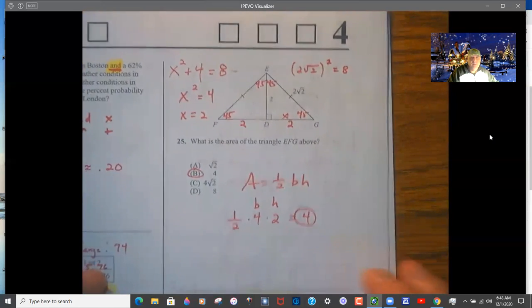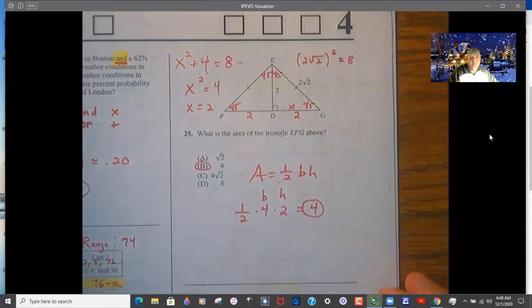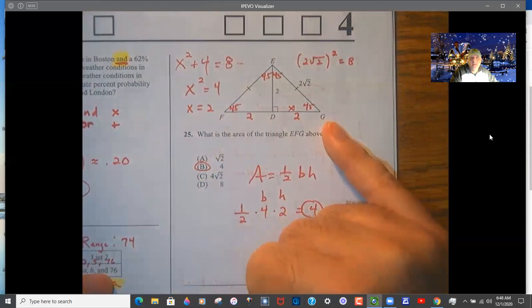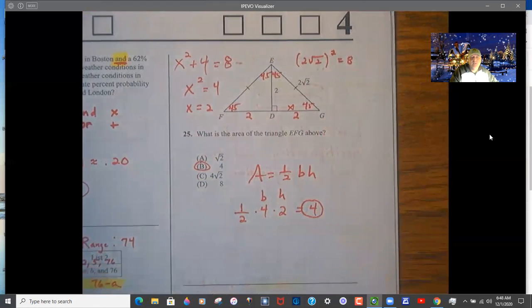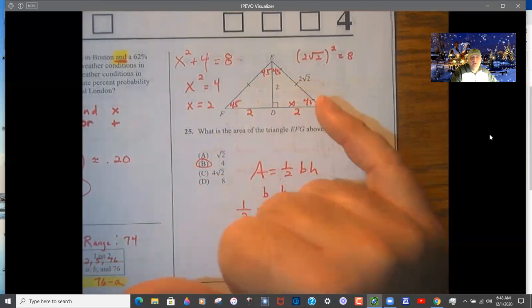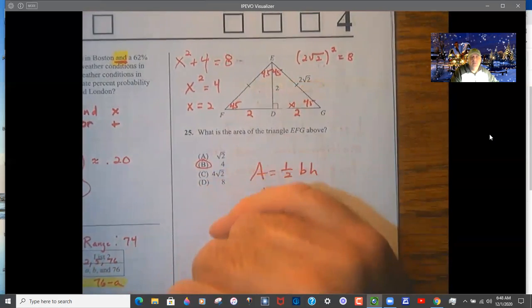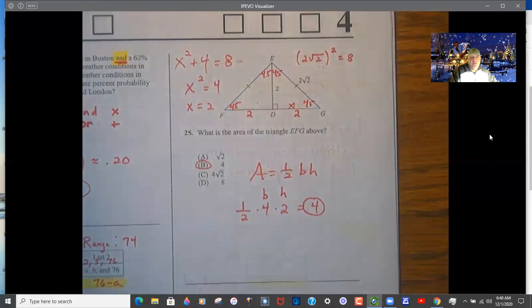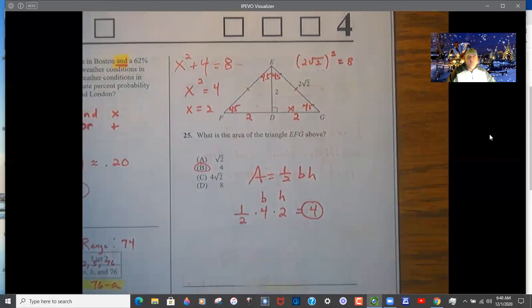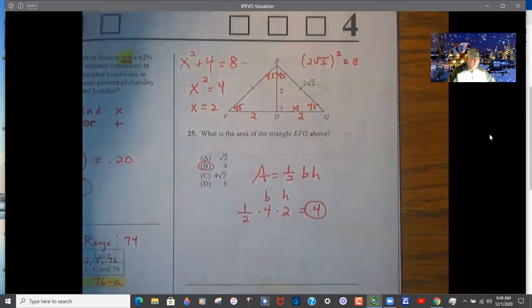Problem 25, here we go with the 45, 45, 90 right triangle. What's the area of EFG, the whole triangle? It's going to be 4 because you see 2 by 2 here. You can make a square of this too. Just flip this around and move this over. That's probably the easiest thinking, make a square. But it is a 45, 45, 90 right triangle.